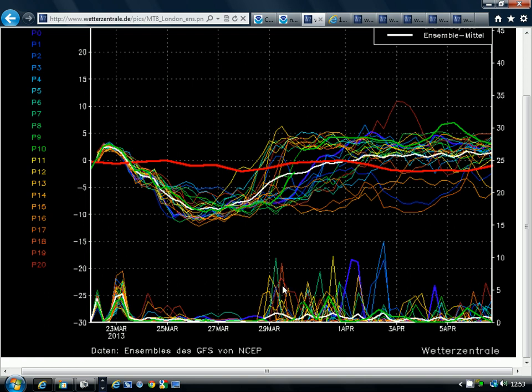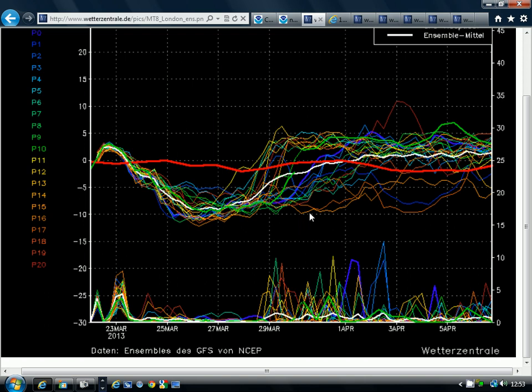These are the GFS temperature ensembles in the upper atmosphere, but they're useful for down on the surface, and we can see we're going well below the red line. The red line, remember, is where we should be at this time of year. That's the seasonal average. All the members of the ensemble are going well below that red line. It's going to be getting very cold again.